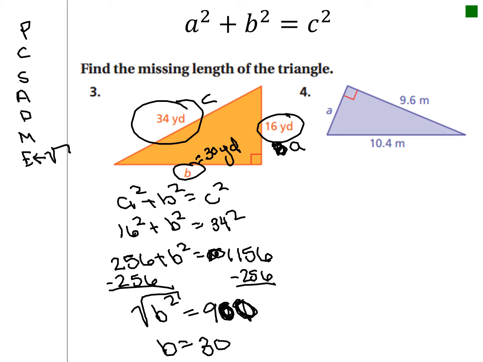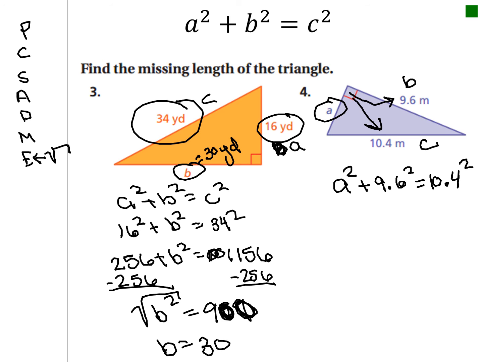All right, example 4. We're missing A. Which one is B? The one that is directly next to the 90 degrees is B. The one across from it is C. So A squared is missing, plus 9.6 squared equals 10.4 squared. Okay, going to solve for A now. Any parentheses? No. Like terms? No. Addition, subtraction? Nope, nope. But we have exponents we can do right now.